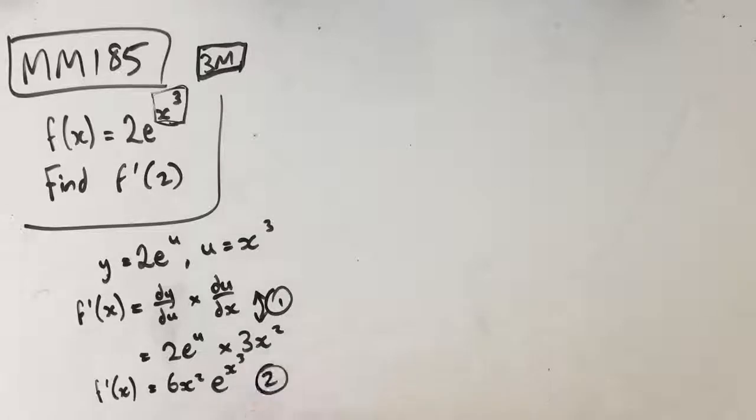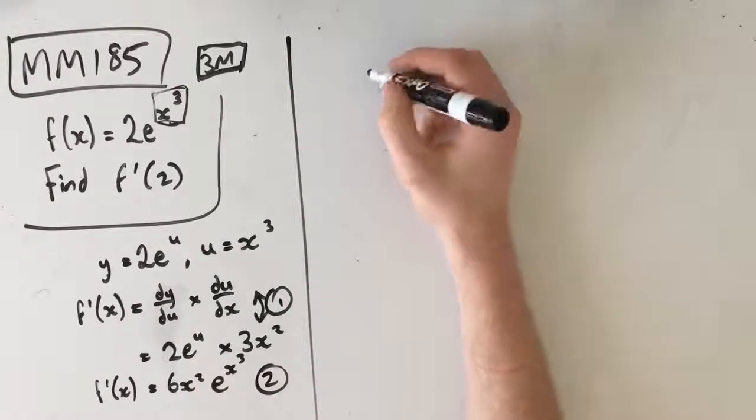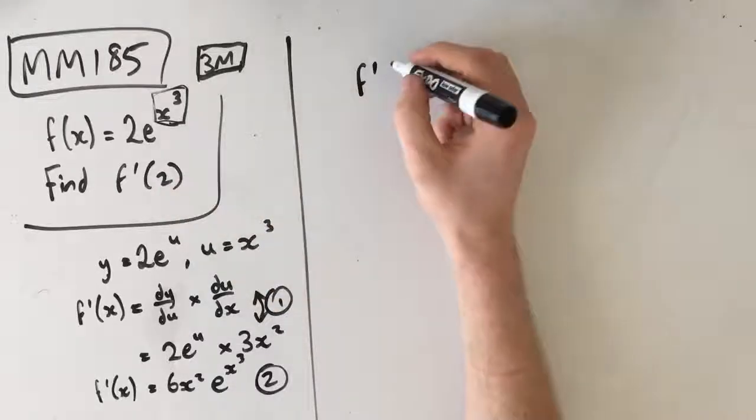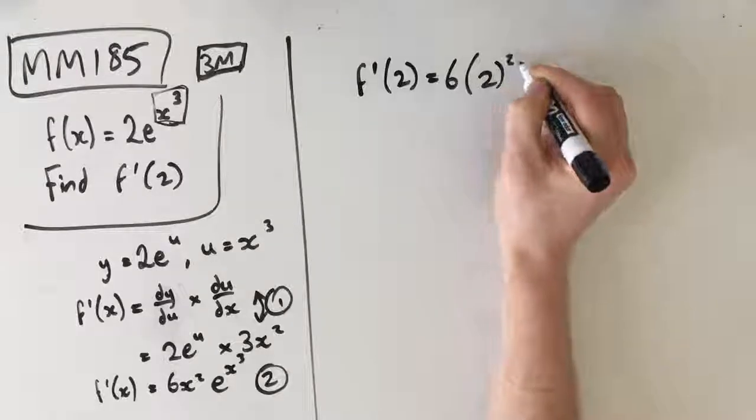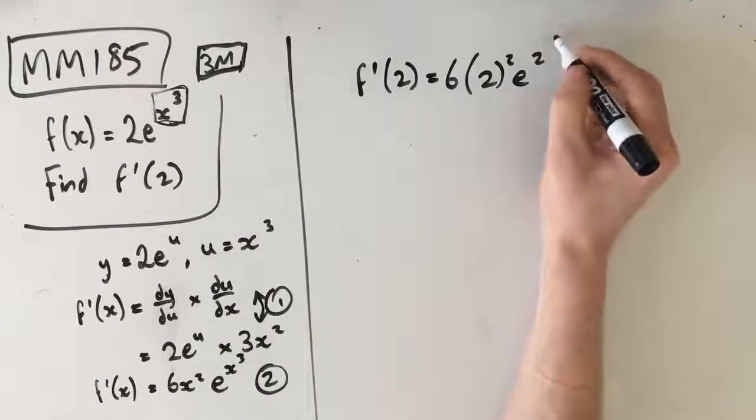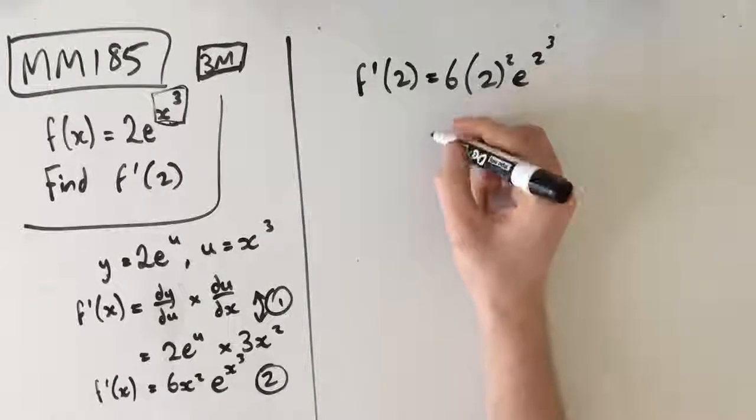Then your second mark is getting f dash of x, a function, or gradient function I should say. And then your third mark comes when you actually sub in x equals 2. So f dash of 2 is equal to 6 times 2 squared times e to the power of 2 cubed. And then we just need to evaluate this.